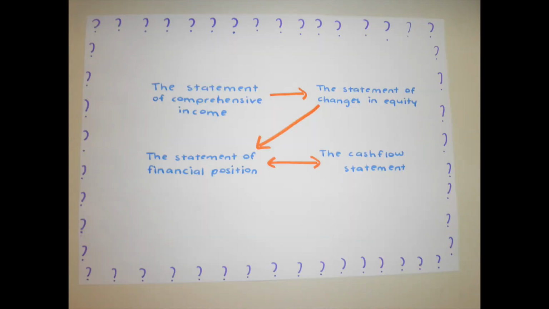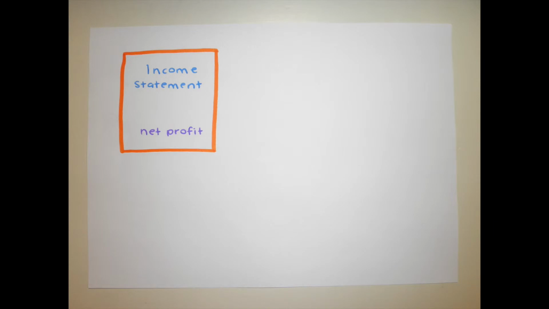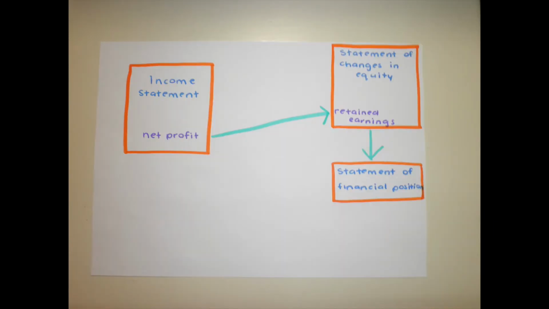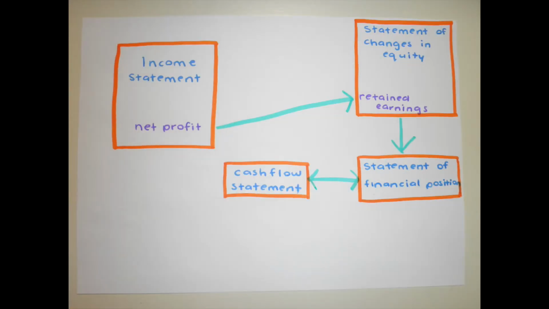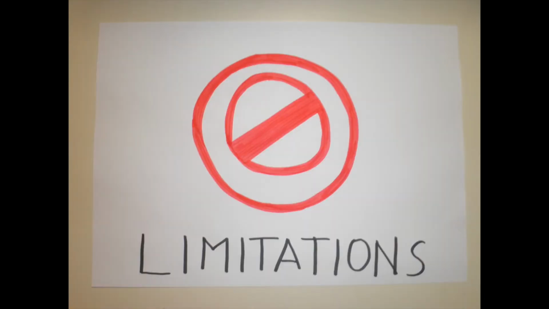These statements link together, but how? The net profit shown on the statement of comprehensive income is conveyed to the statement of changes in equity to calculate retained earnings. The retained earnings balance on the statement of changes in equity goes to the statement of financial position, and the ending cash balance on the cash flow statement should agree with the balance in cash on the statement of financial position. There are also limitations within the financial statements.